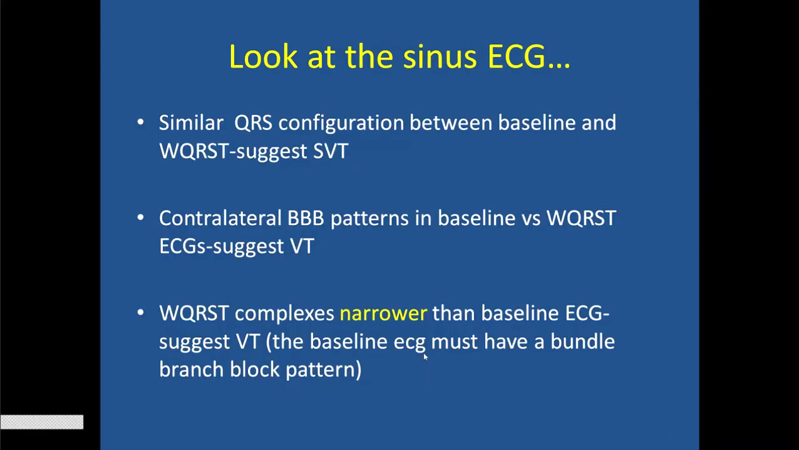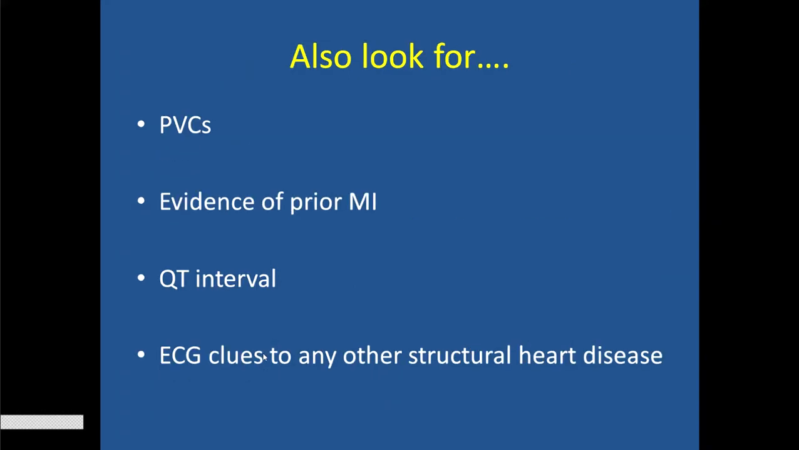Always look at the sinus ECG. Similar QRS complex suggests an SVT. Suppose the VT has RBBB morphology, but the sinus complex has LBBB morphology, a contralateral bundle branch block pattern suggests VT. Suppose the patient has a sinus rhythm with a QRS with an LBBB pattern or intraventricular conduction delay of 150 milliseconds. Now you have a wide QRS tachycardia of 140 milliseconds. That again says the origin is from a ventricle and it is a VT. So a wide QRS tachycardia narrower than the baseline ECG suggests a VT.